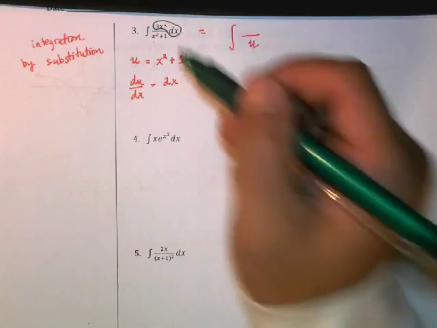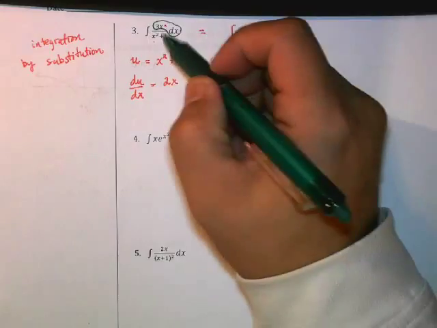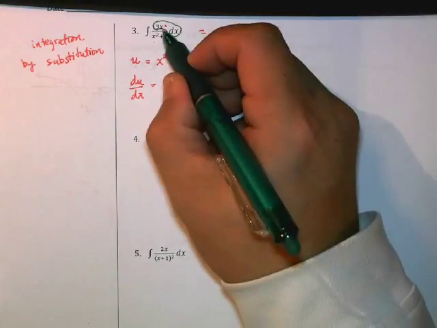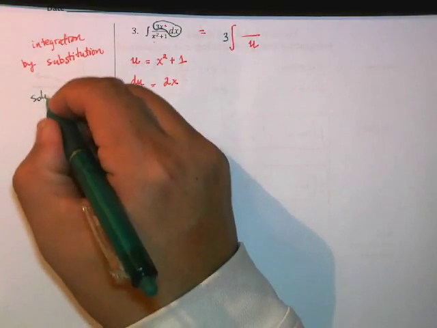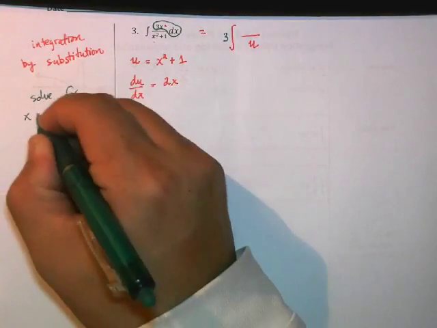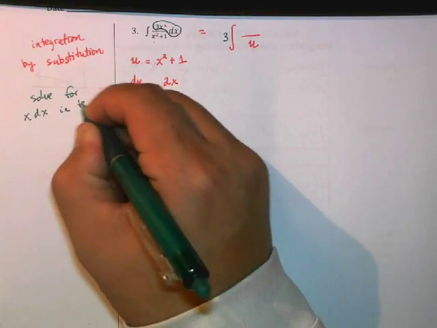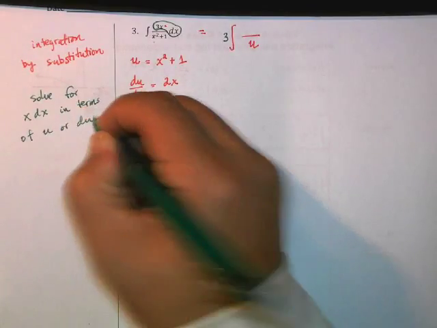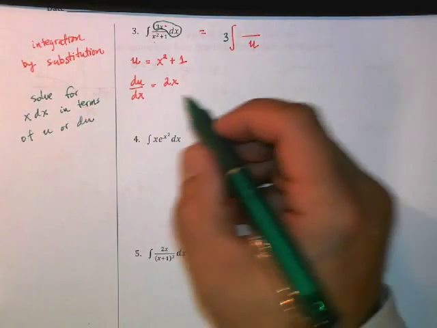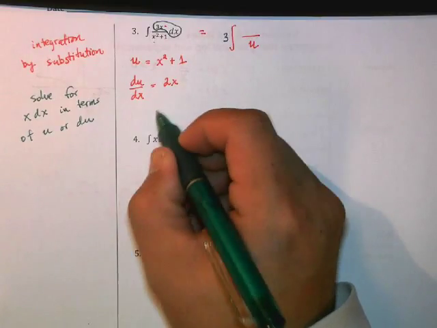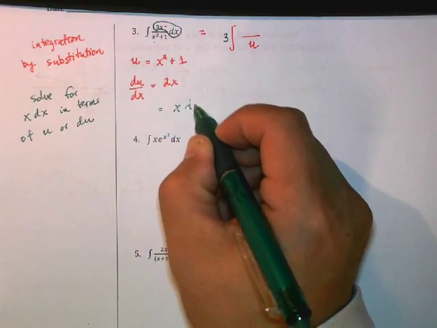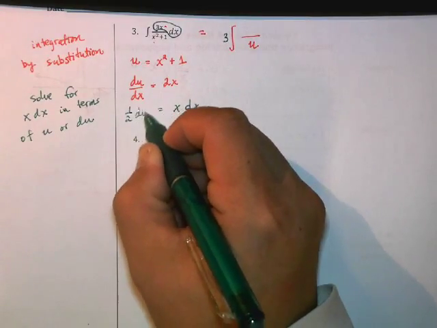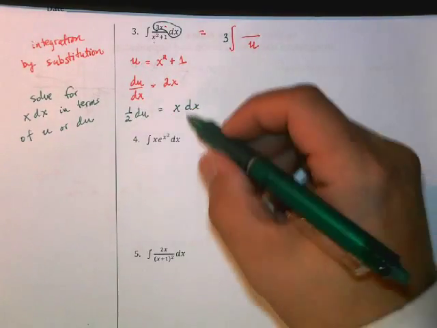So we want to somehow get 3x dx by itself. Well, I guess we're not too worried about the 3. We can just pull the 3 out to the front. We really want to get rid of x dx. So solve for x dx in terms of u or du. We're almost done here. Multiply the right side by dx and divide both sides by 2, and we get that x dx is equal to 1/2 du.